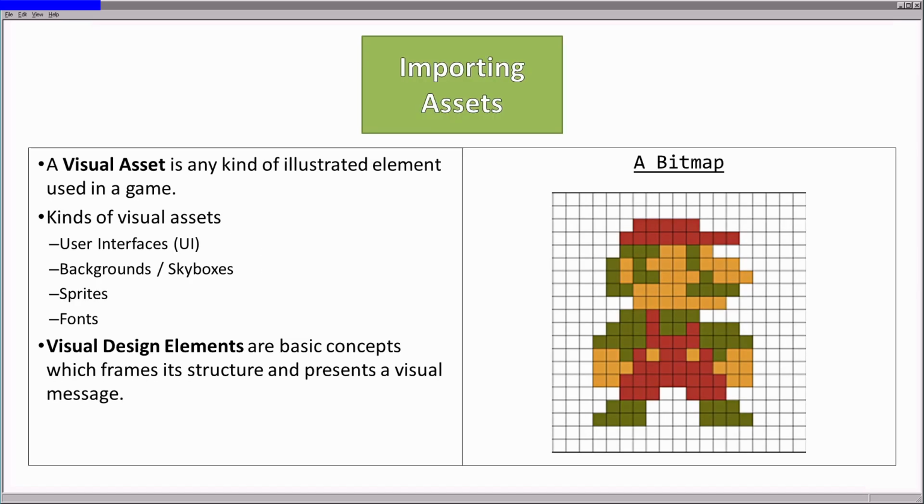Today, we focus our attention on visual assets. A visual asset is any kind of illustrated element used in a game. Some common visual assets include user interface or UI, backgrounds and skyboxes, sprites, and fonts. Visual design elements are the basic concepts which frame its structure and present a visual message.